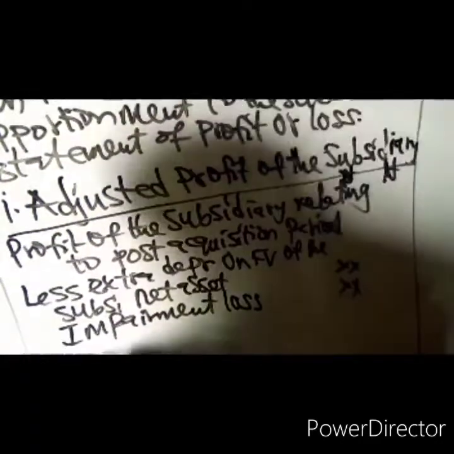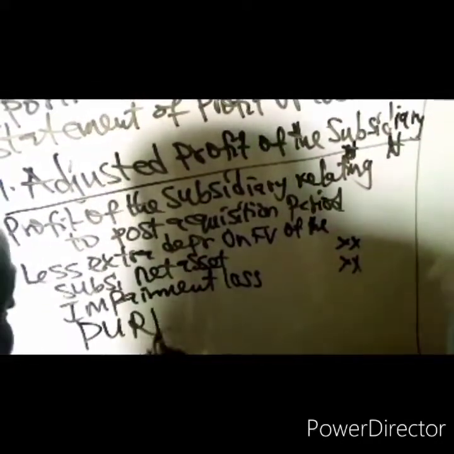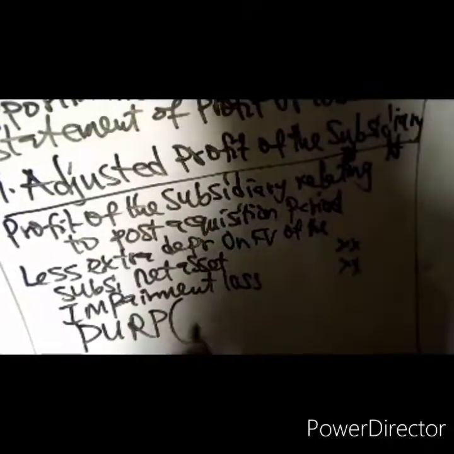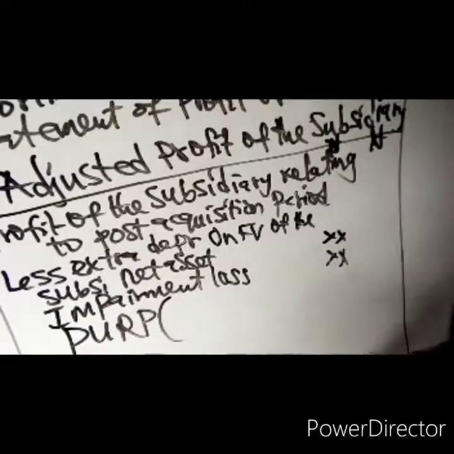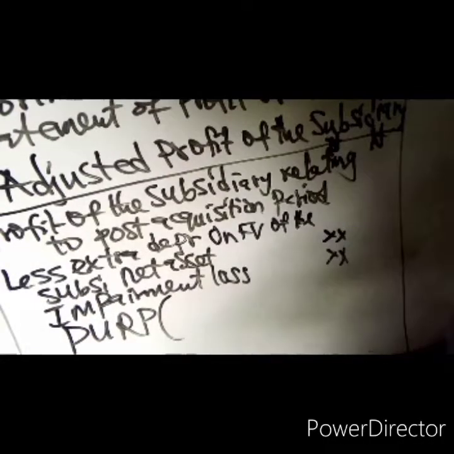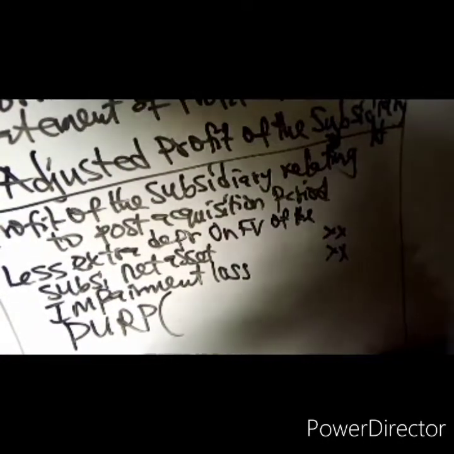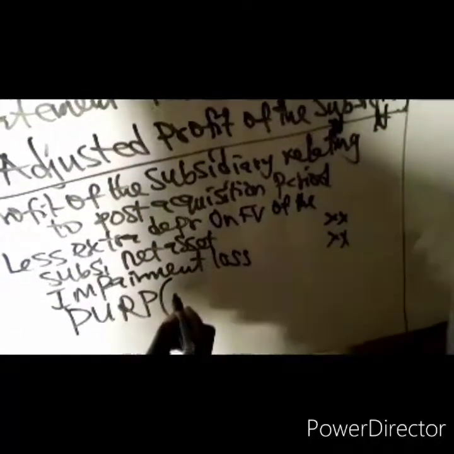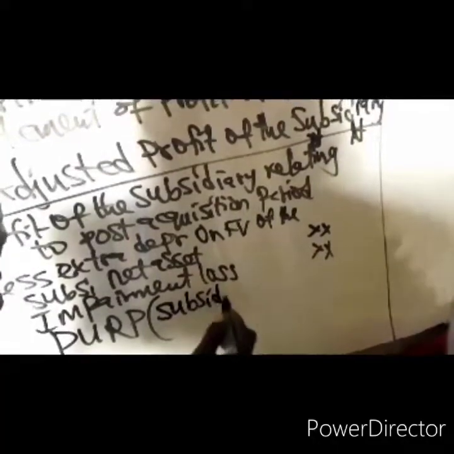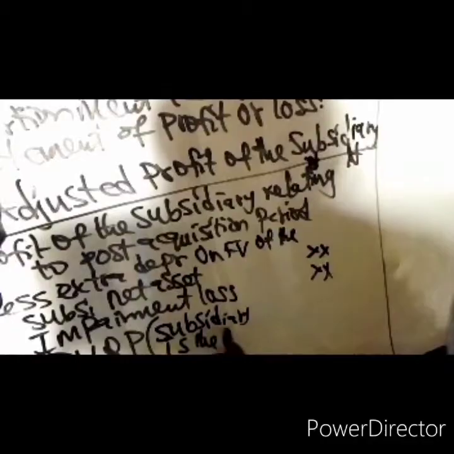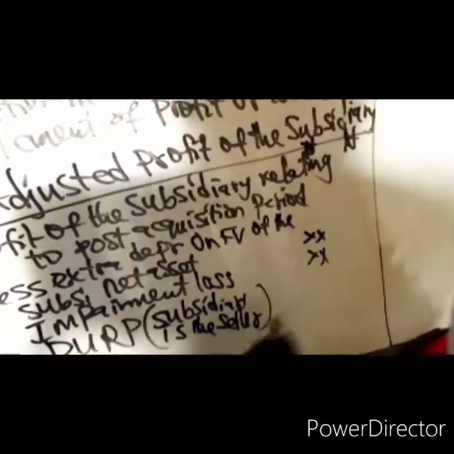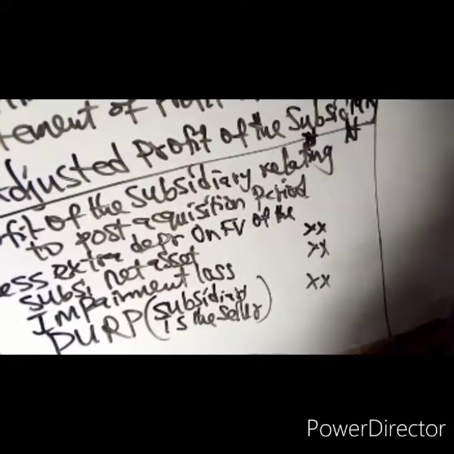Then we also have provision for unrealized profit. Provision for unrealized profit will also be considered where the subsidiary is the seller. Provision for unrealized profit will be considered where the subsidiary is the seller.